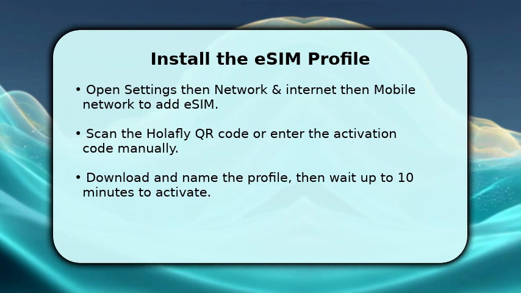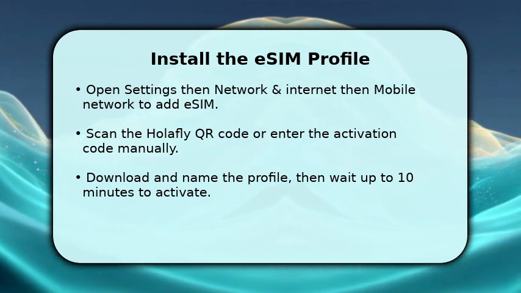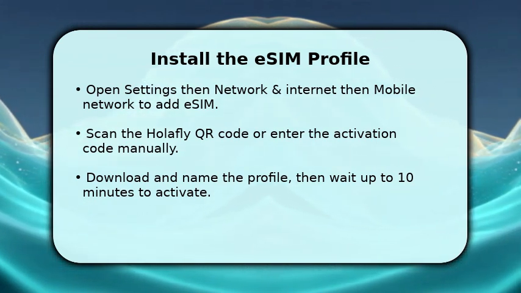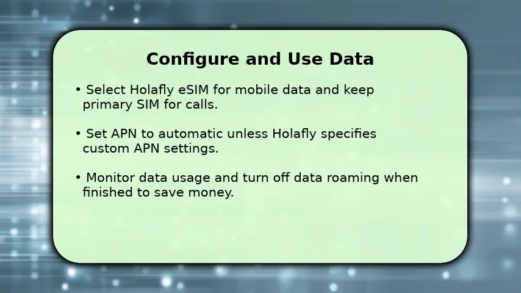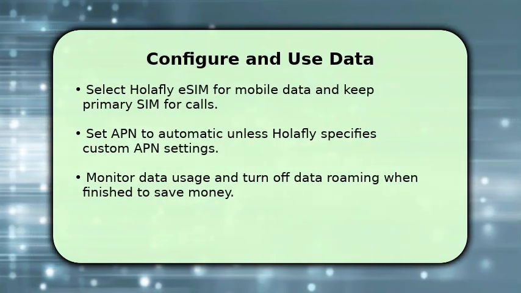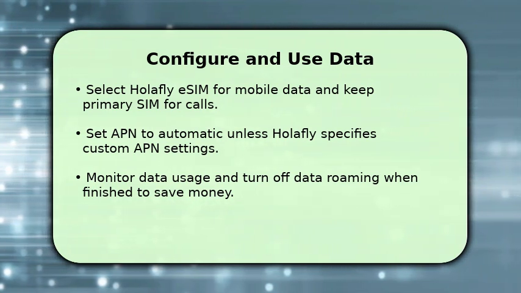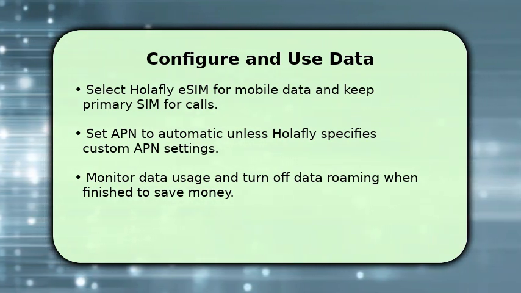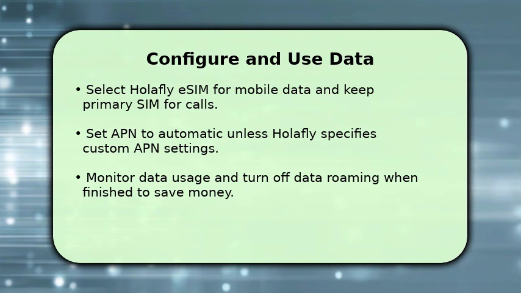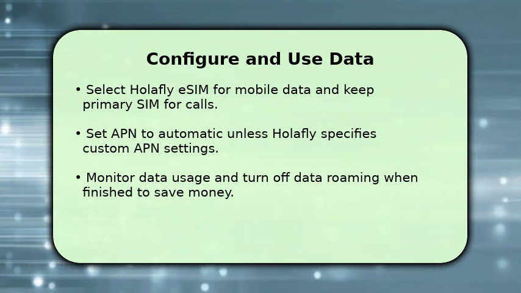After installation, open Mobile Network Settings and select the Holafly eSIM for mobile data. Keep your primary physical SIM selected for calls and SMS if you prefer to receive local messages. Check that the APN is set to automatic unless Holafly provides a custom APN to enter manually.